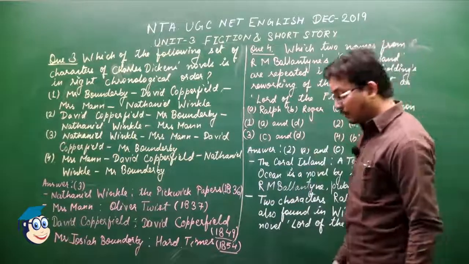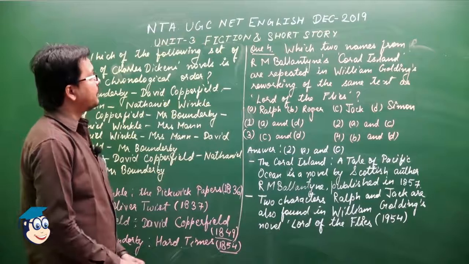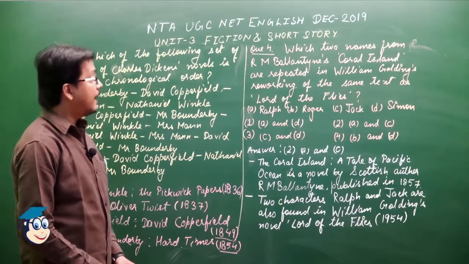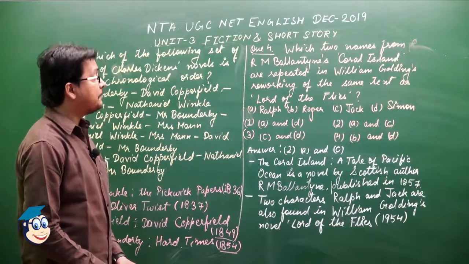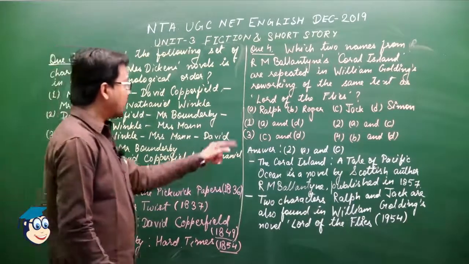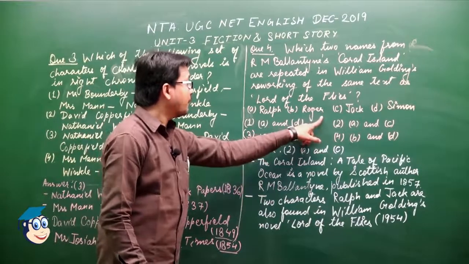Let's talk about the fourth question. The fourth question is, which two names from R.M. Ballantyne's Coral Island are repeated in William Golding's reworking of the same text as Lord of the Flies? The four options are given according to the characters provided here.